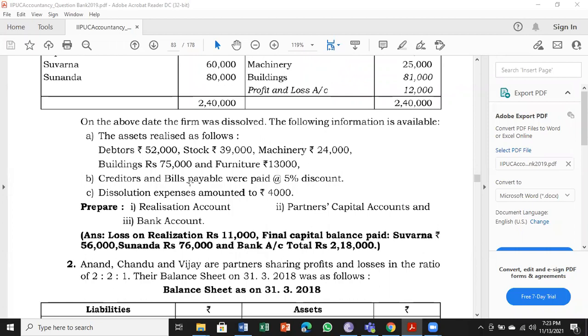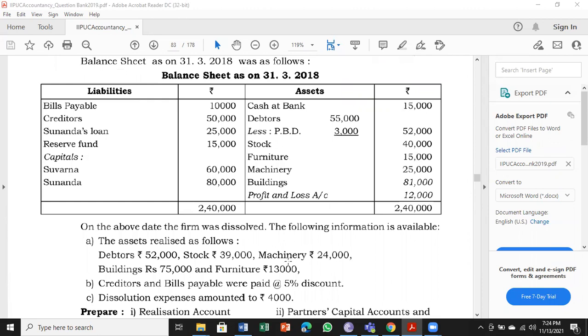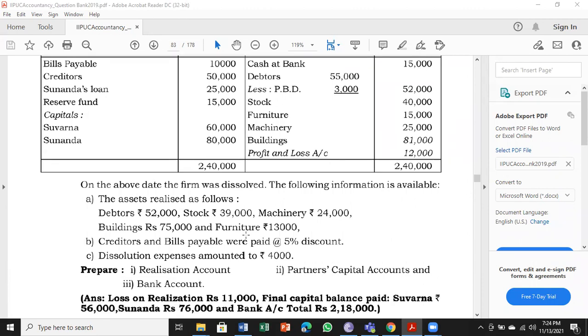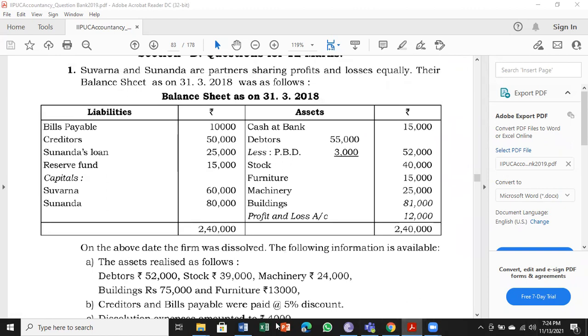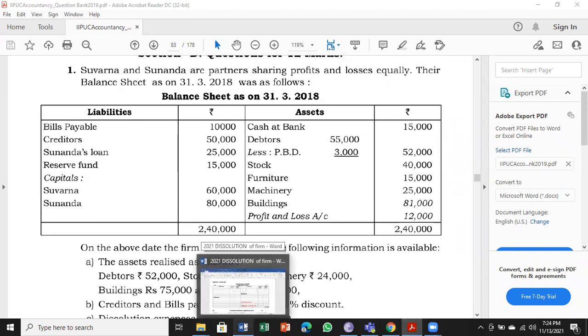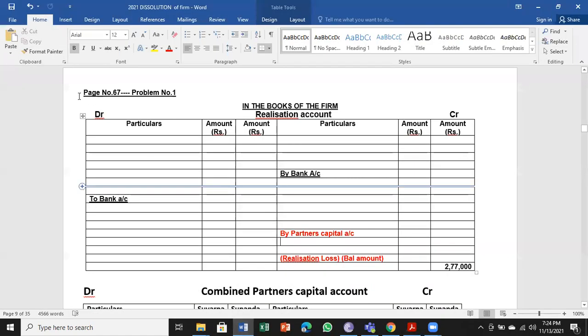Next, creditors and bills payable were paid at 5% discount. Underline that. So previous problems paid in full. Here it is 5% discount. Next, dissolution expenses amounted to rupees 4,000. Prepare realization account, partners capital account and bank account. So this is the problem given therein. So 1 or 2 new things, not much considering the previous working part of it.